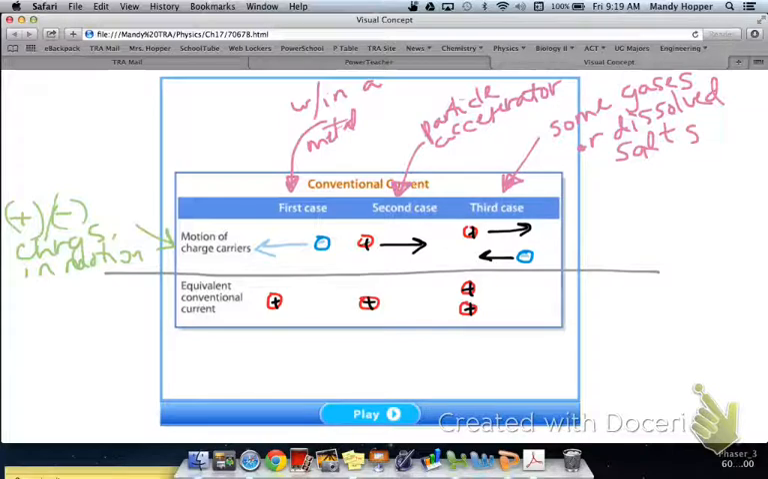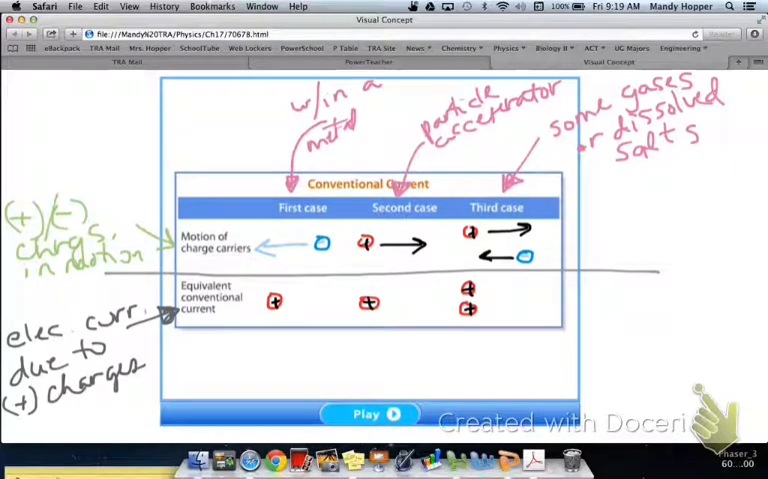Did you catch what they said conventional current actually is? What's a good definition for conventional current? Anybody get that? You consider everything to be because of a positive charge. Yes. This is your electric current due to positive charges. So your net movement based on positive charges alone. That's our conventional current.